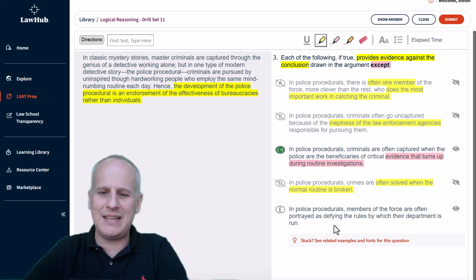And then lastly, choice E, in police procedurals, members of the force are often portrayed as defying the rules by which their department is run. Well, then it's not saying the bureaucracy is effective. We actually have to break the rules of the bureaucracy, which would, once again, accomplish that yellow task in the affirmative, leaving us with the correct answer for number 3, which is C, the exception, the only one of the 5 answer choices that did not provide evidence against this conclusion in number 3 from drill set 11.